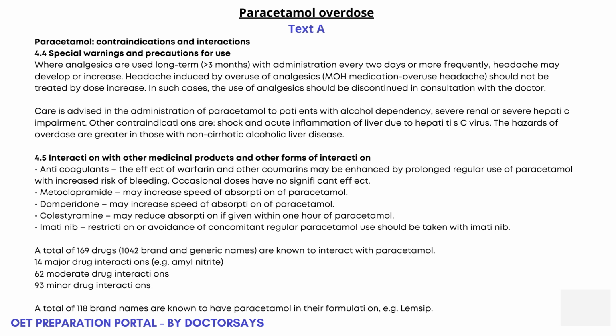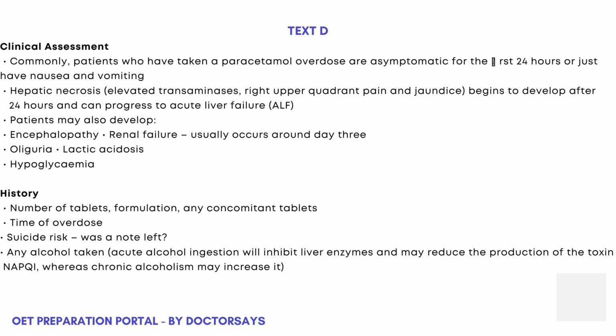Now we're only left with the last question. Text D again. In the second bullet point, it's written hepatic necrosis, elevated transaminases, right upper quadrant pain, and jaundice. Now jaundice is the keyword we were looking for, which was mentioned in our question, that in which condition the jaundice occurs. So the condition is not mentioned here. Let's read onwards. It's written that hepatic necrosis, right upper quadrant pain, and jaundice begin to develop after 24 hours and can progress to acute liver failure. Now we got the condition over here, which is acute liver failure, that jaundice and other symptoms can progress into acute liver failure after 24 hours. So in one word, we have our answer of acute liver failure, which was the answer we were looking for in the last question. And I think we're done with all of the question answering in the reading section.